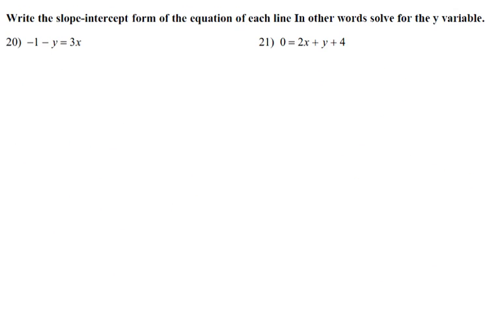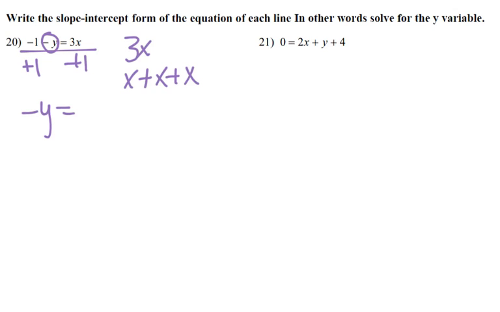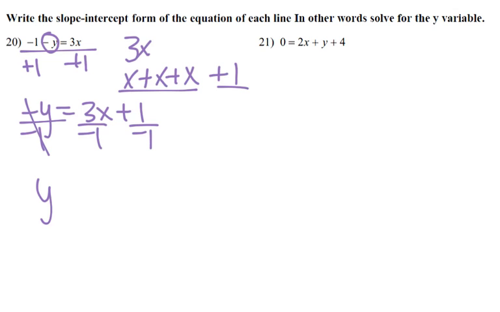Alright, last couple problems, just writing in slope-intercept form, so that's just getting y by itself. So looking at 20, we start by adding 1. So I've got negative y is equal to, now, this 3x, remember, 3x is really x plus x plus x. So if I add a 1 to that, that doesn't add another x. That doesn't become 4x. Okay? That doesn't get rid of an x. It's simply 3x plus 1. So I leave it 3x plus 1. Then to get rid of that negative, I divide everything by negative 1. Negatives cancel. We get y equals negative 3x minus 1.